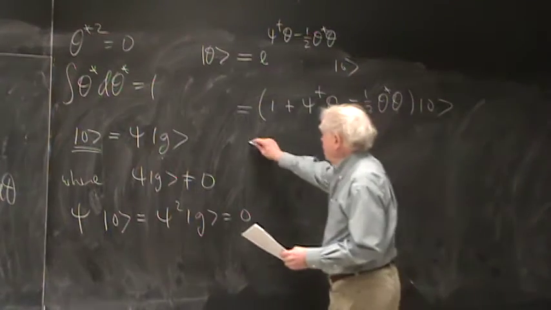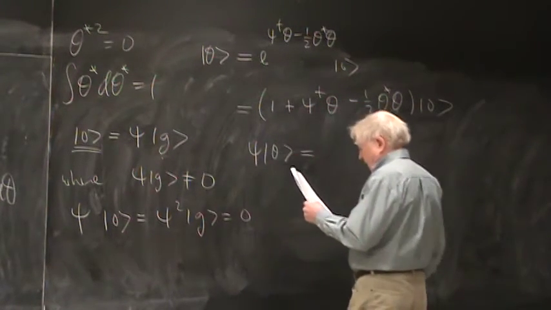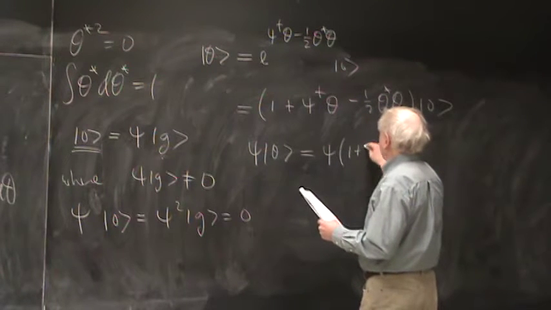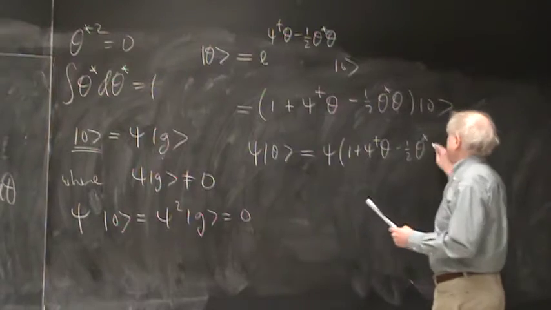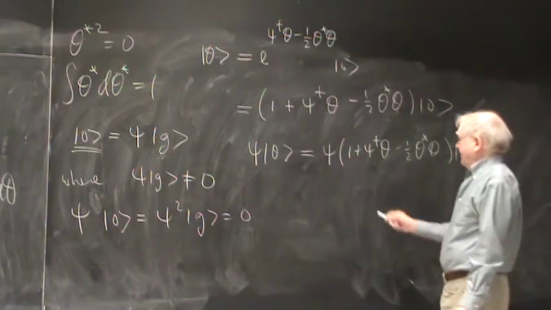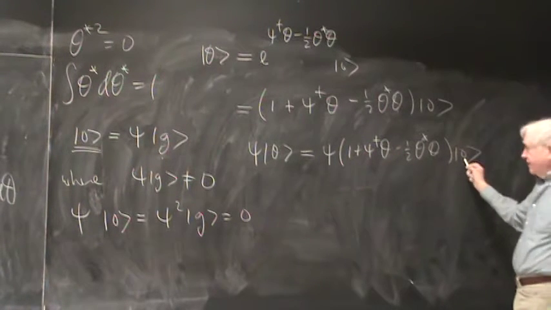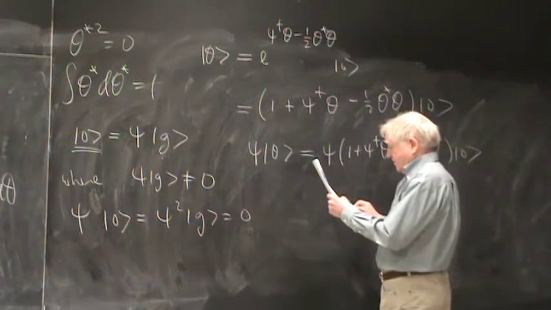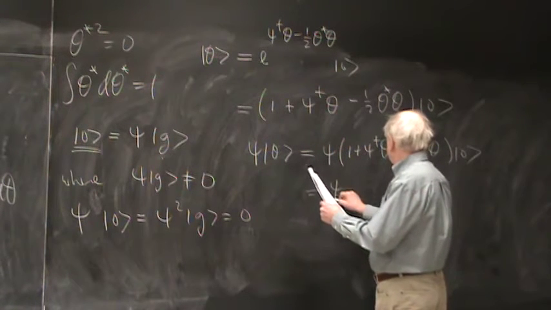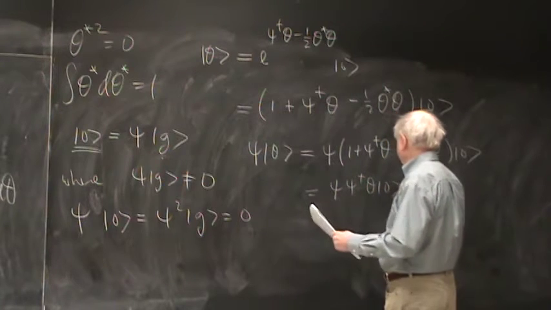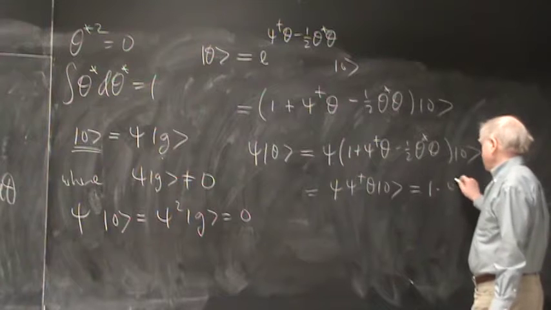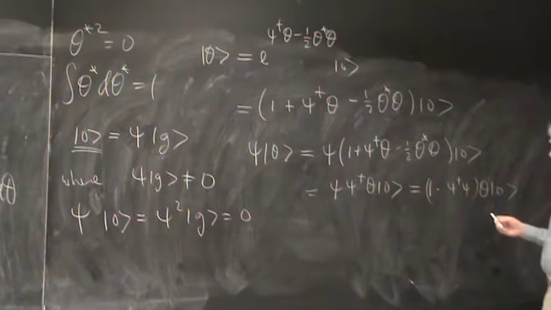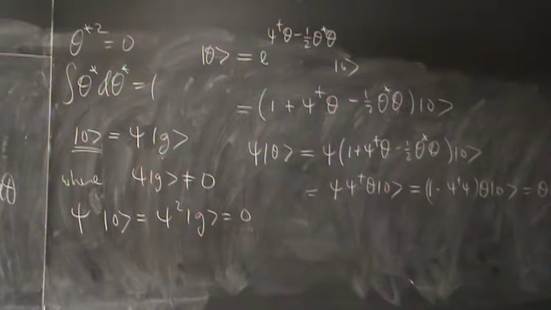Okay, so what is the effect of psi on this state? Well, psi on this state is easiest to see, I think, in this form: (1 plus psi dagger theta minus a half theta star theta) on the vacuum. Psi on 1 annihilates the vacuum. Psi on theta star theta, where you have a couple of minus signs, will also annihilate the vacuum. And so this is just equal to psi dagger theta on the vacuum. Now psi dagger is 1 minus psi dagger psi theta. I'm calling this vacuum. Psi annihilates the vacuum, and so this is just theta vacuum.